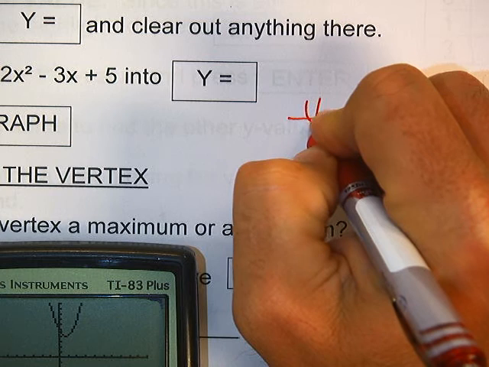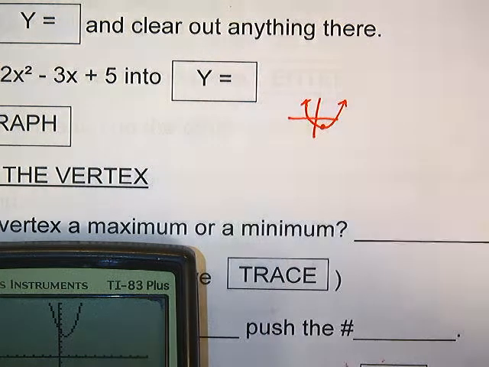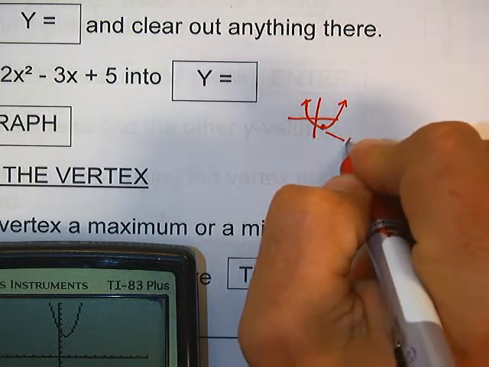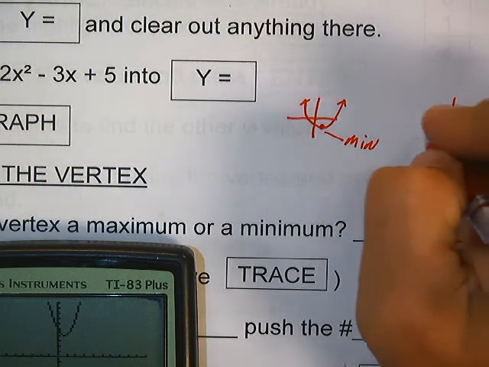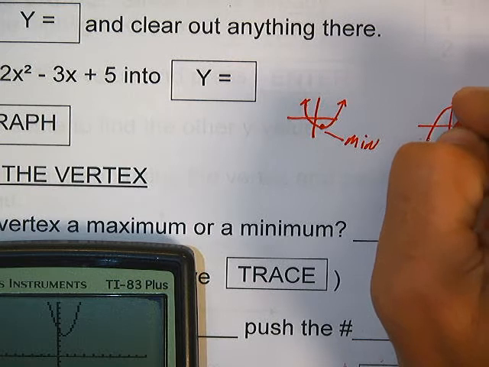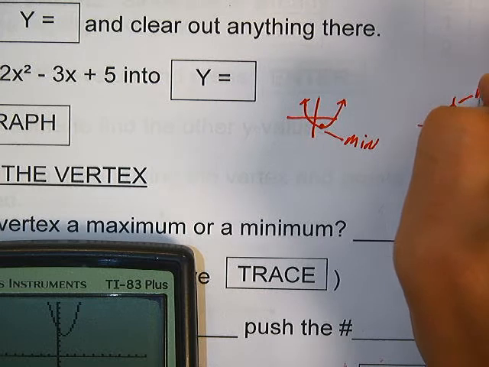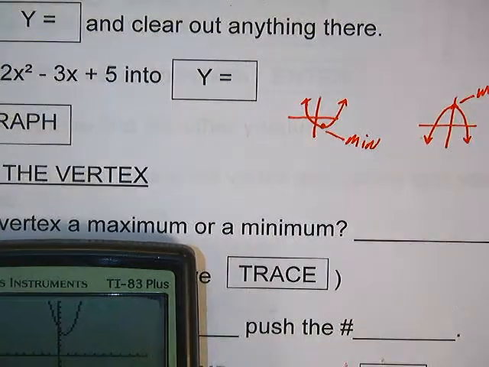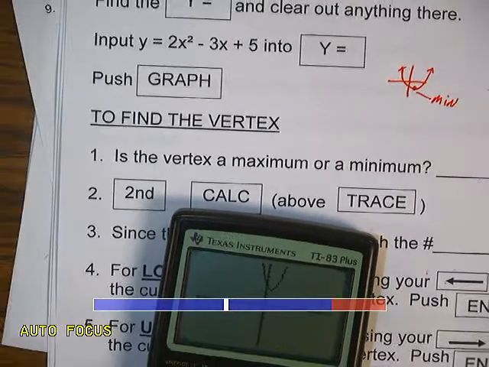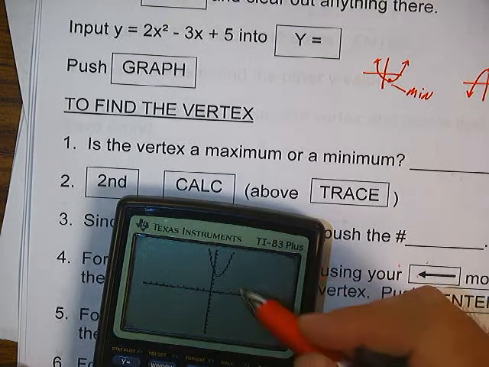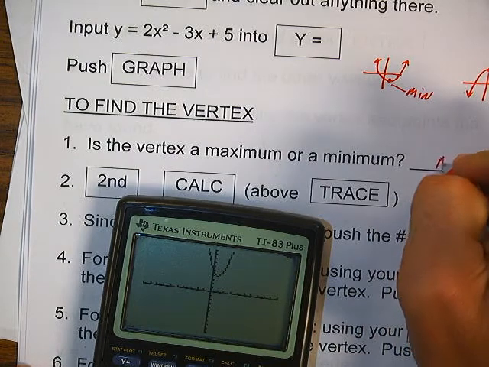If the parabola opens up and the vertex is at the very bottom, this vertex is known as a minimum. Okay? If the parabola opens down, where the vertex is at the very top, that is a maximum. Okay, so if you look here, it says, is the vertex that we just graphed a minimum or a maximum? Okay, the parabola opens up, the vertex is at the very bottom, so it's a minimum.